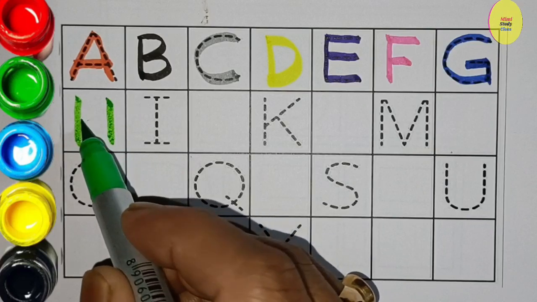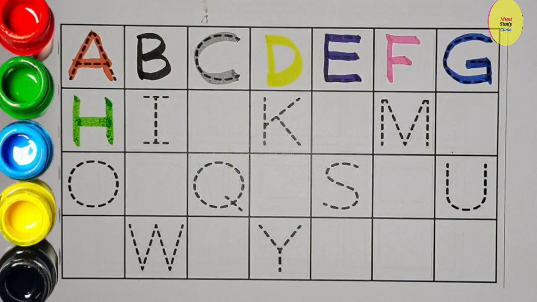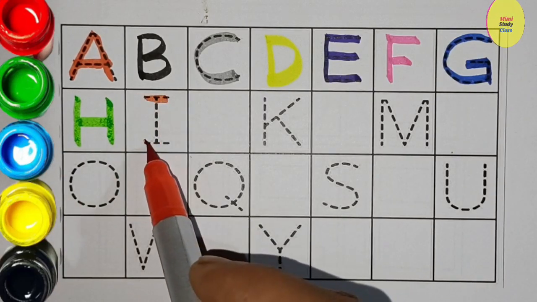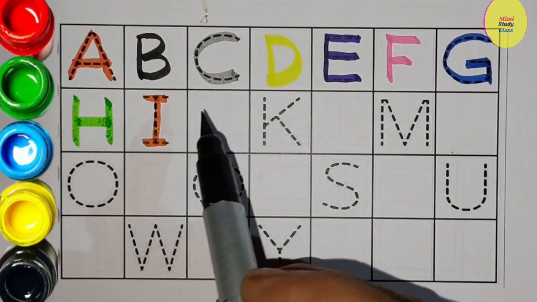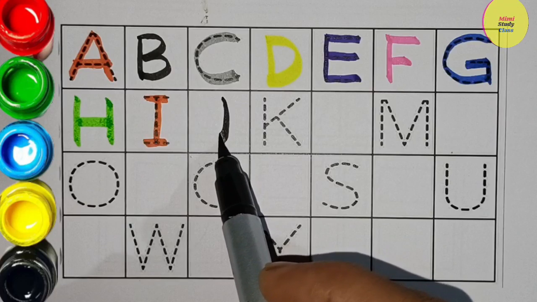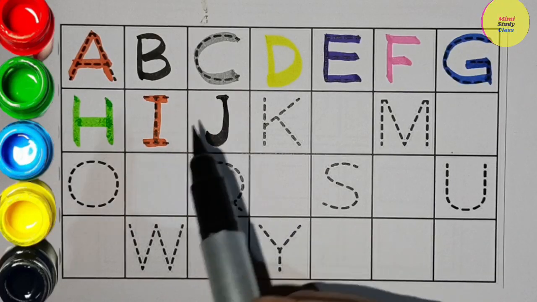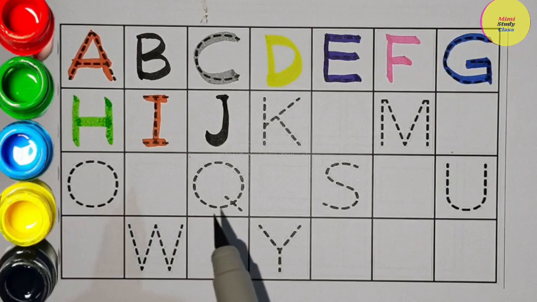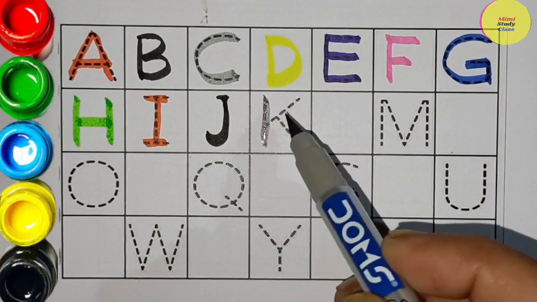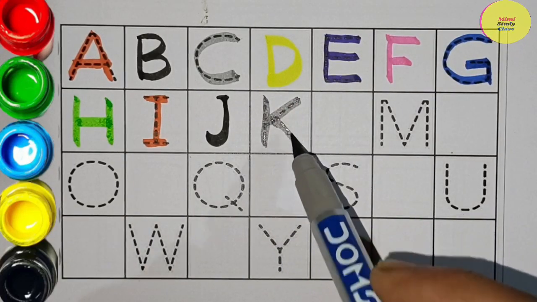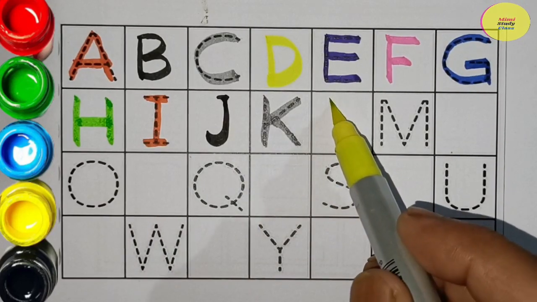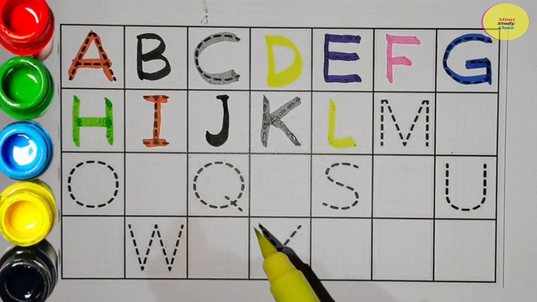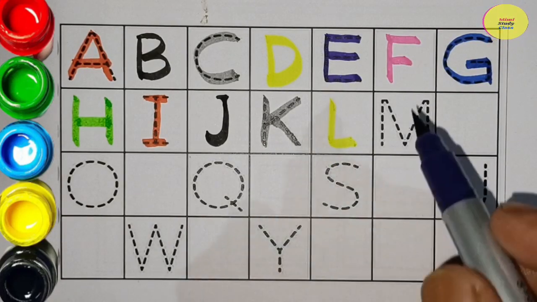Green color. H for hen, H for hen. I for ice cream, I for ice cream. J for joker, J for joker. K for king, K for king. L for lion, L for lion.